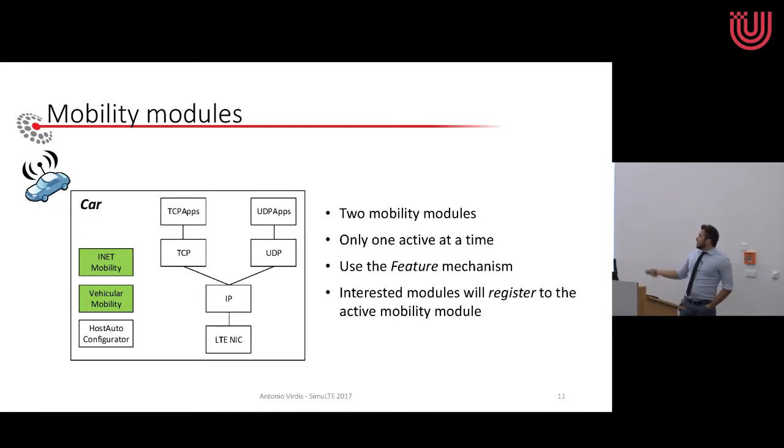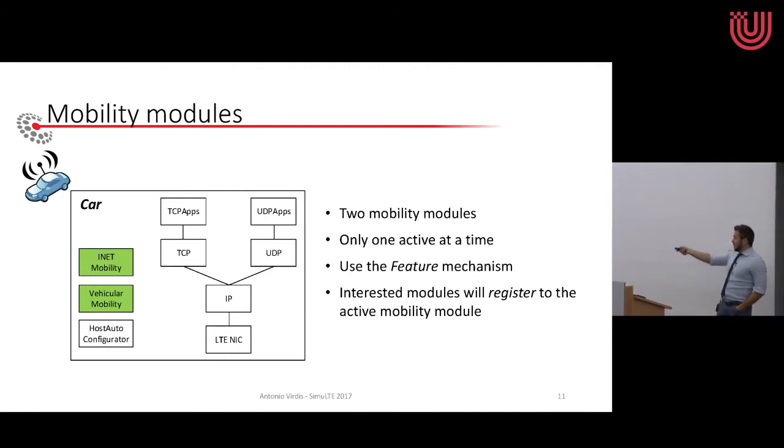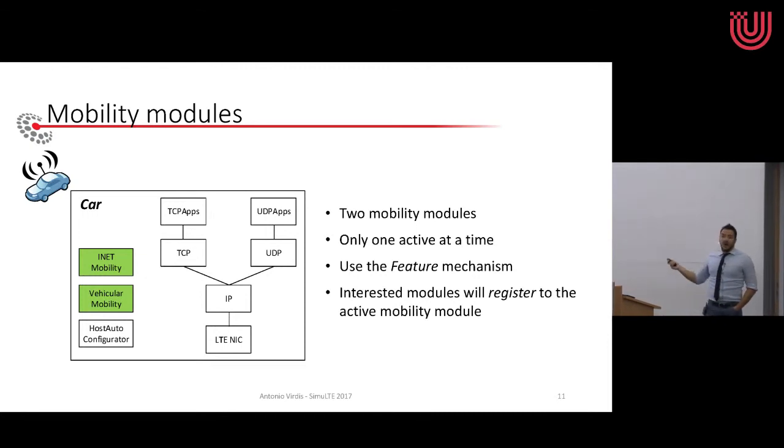So we decided to have two mobility modules, one for backward compatibility in order to have still the OMNeT mobility available, and the other one to provide vehicular mobility. So a module which is implementing the actual traffic interface. And of course, only one of those two modules will be active at a time.